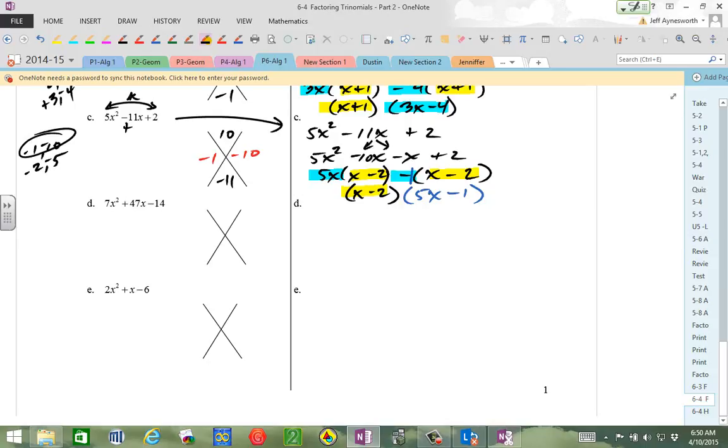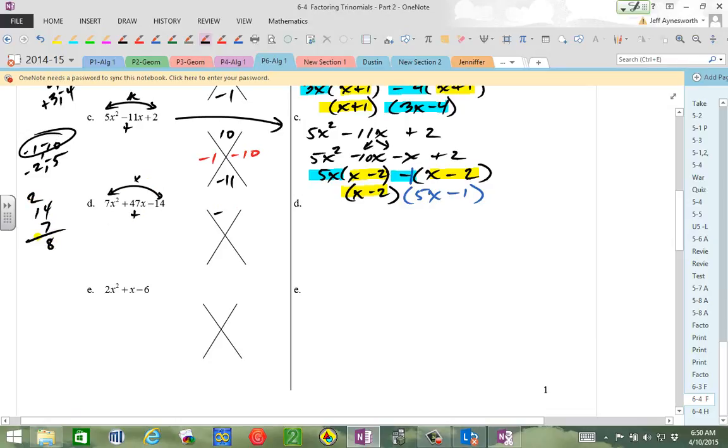Now on this one here, what two numbers multiply to this? What is 7 times 14? It's negative something, so 14 times 7, 98. So what two numbers multiply to negative 98 and add to 47? Well, 98's even. And 98 divided by 2 is 49. 2 times 49 equals 98. If you didn't know that, you can take 98 and divide it by 2 and you still get 49. So 2 times 49 is 98.